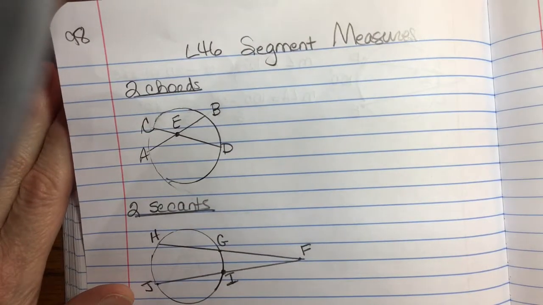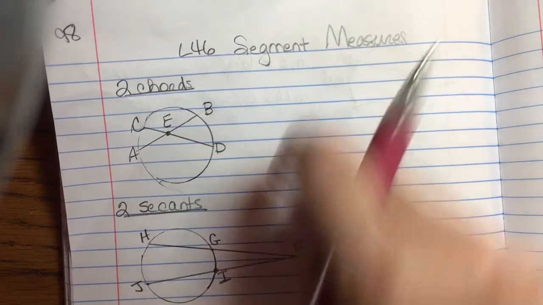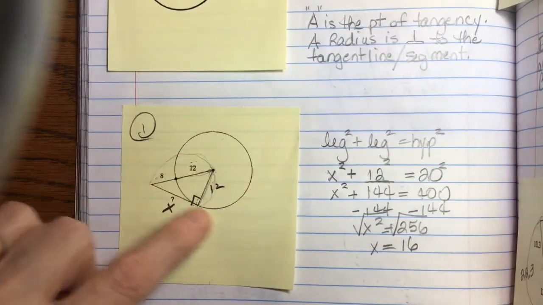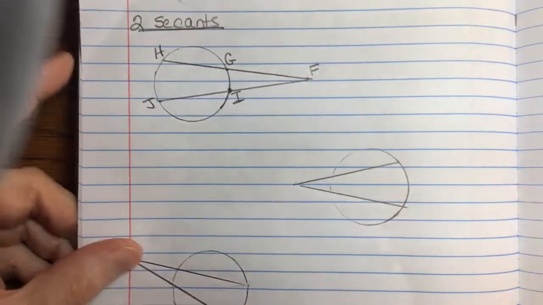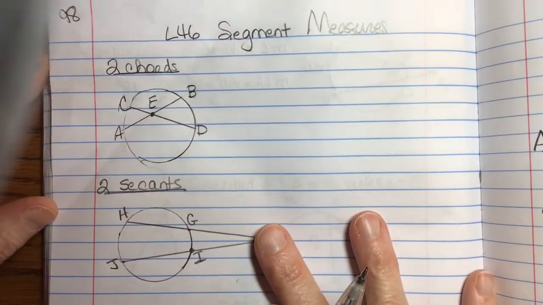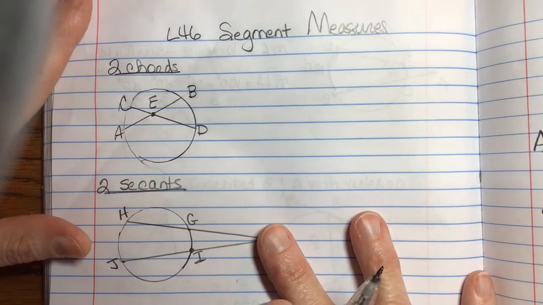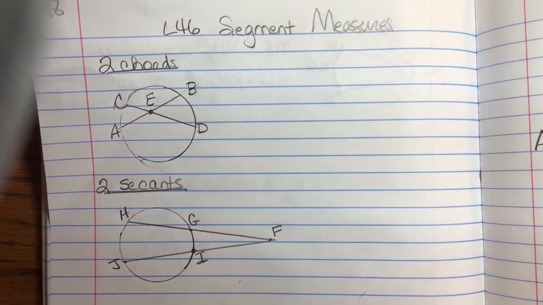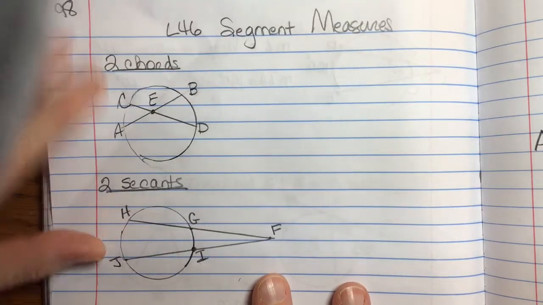So, segment measures. This kind of goes along with that lesson on tangents, which was lesson 41, when we talked about the measures of the segments, not the angle measures. And that's what we're going to look at here. So first, when you have two chords, remember chords go across a circle. They can be a diameter, but they don't have to be. You're going to see that it's proportionally, and we're actually going on and doing the cross multiplication.